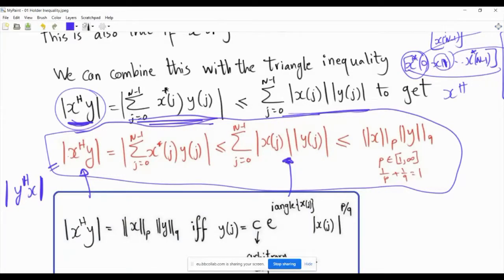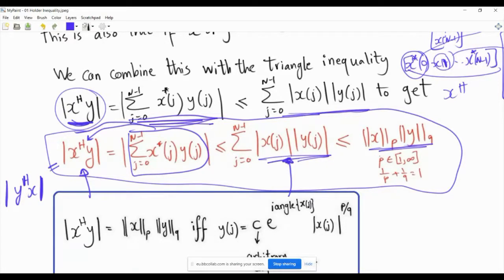So the magnitude of y Hermitian x or x Hermitian y, okay, but this summation is basically x Hermitian y, and you can apply the triangle inequality and say that this summation is upper bounded by the sum of the magnitudes, and the magnitude of a product of two complex numbers basically is the product of magnitudes. And then using Young's inequality, the first part, we basically prove that this is upper bounded by this product of the Lp norm of vector x, Lq norm of vector y.